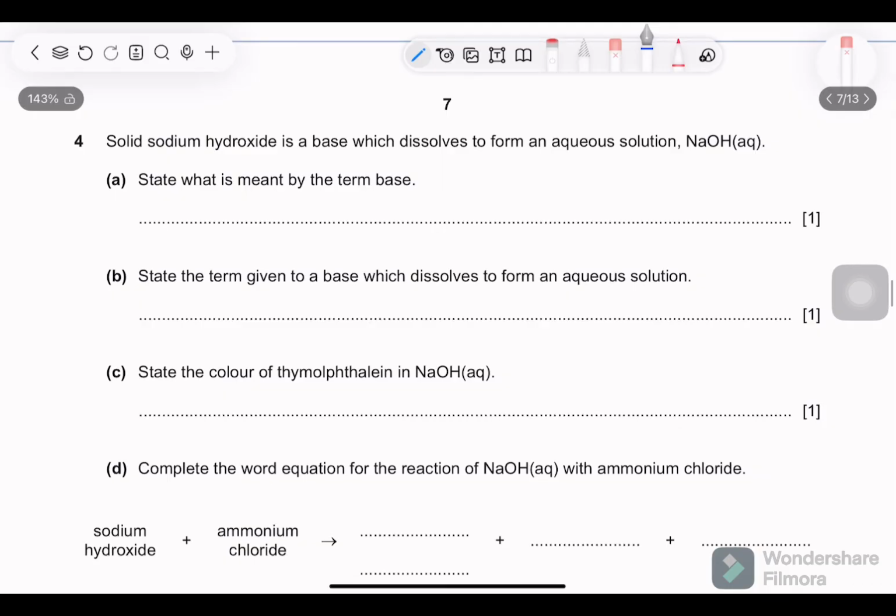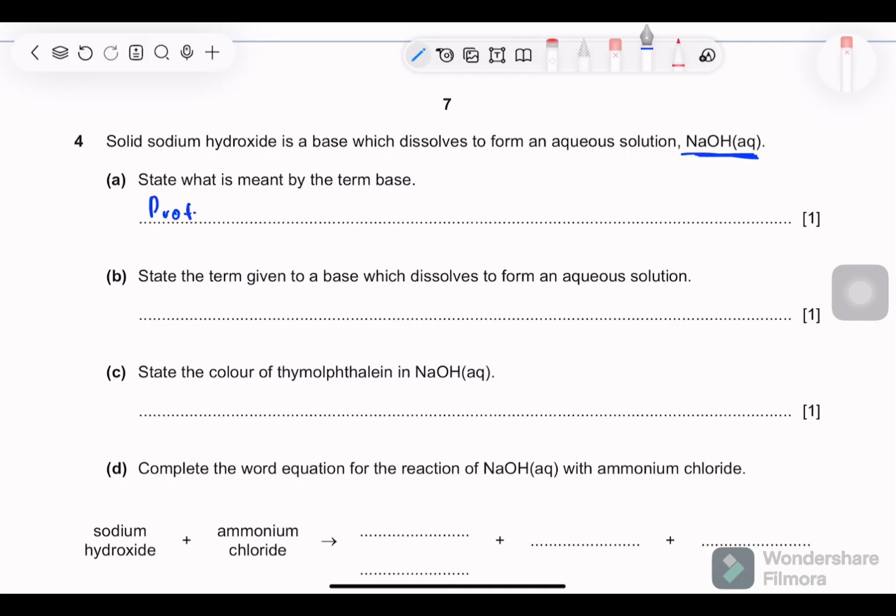Next, acid, bases, salt. Solid sodium hydroxide is a base which dissolves to form an aqueous solution, NaOH. State what is meant by the term base. Most of the definitions are written in your syllabus itself. Be sure to read through the entire syllabus, or if you're studying topic wise, study the topic first from your course, from your notes, from your textbook, then go to the syllabus and place a check in front of each learning objective, each learning outcome as you read it. If you know it, if it comes to you as a question, you can answer it very well. So, what is meant by the term base?